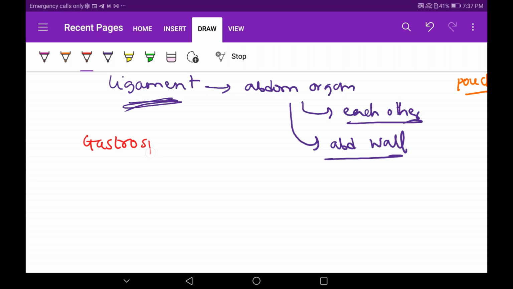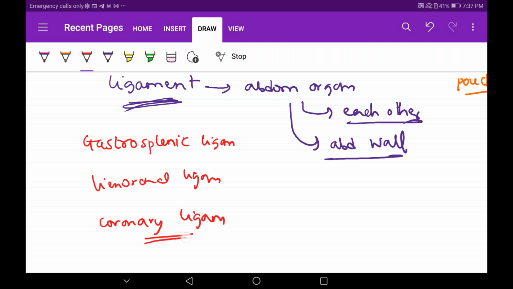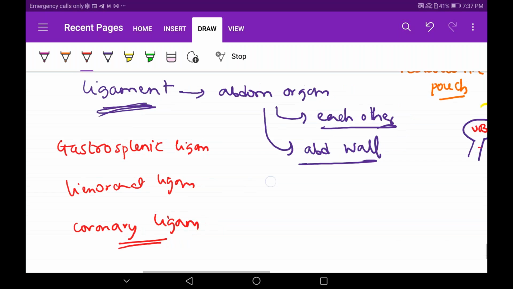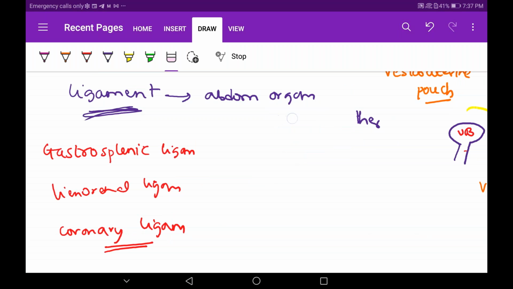Gastrosplenic ligament. Okay, lienorenal ligament. And then we have coronary ligaments. This I think you have read in the liver. I hope you have read in the liver. So now if we just divide the name, so let me just rub this off now. Okay, once again, in the name, tell me what is the name?